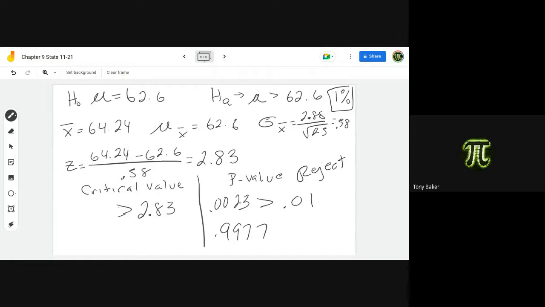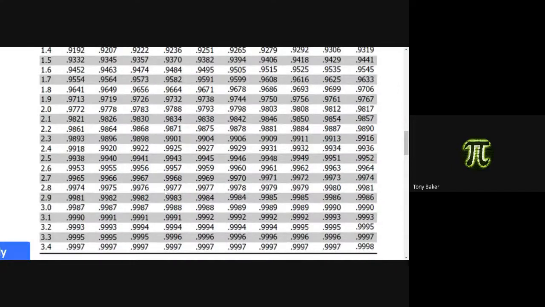Okay. Questions on how I did the p-value? I just found the z-score that I just found, which is the 2.83. 2.83 was 0.9977. And remember, on the right side, we're going to 1, right? So I have to subtract off to find the actual number there.